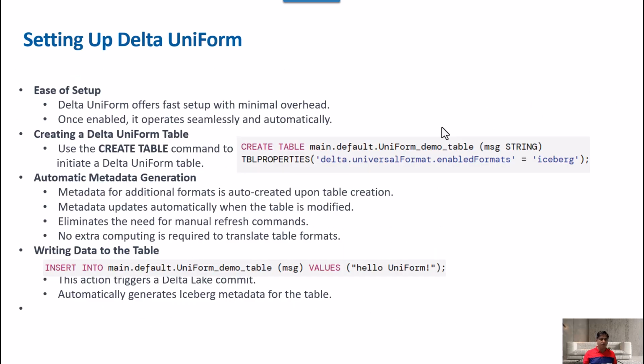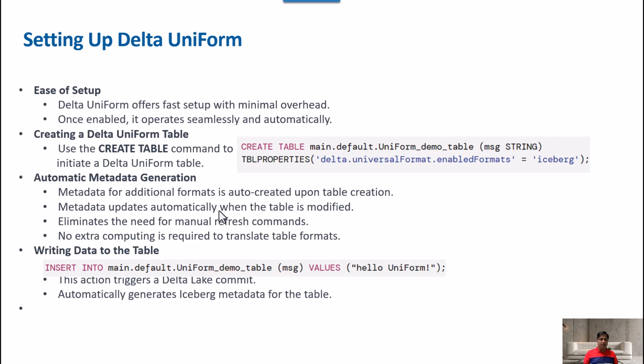Setting up Delta UniForm. First of all, setting up Delta UniForm is very fast and easy, and it has very minimal overhead. Once it is enabled, it operates seamlessly and automatically without any user intervention. How do we create it? Creating is very easy. When you run the create table command, in the table properties you enable the format with delta.universalFormat.enabledFormats equal to iceberg, or hudi, or whatever format you want to enable. Whenever you enable it, it automatically creates metadata for the additional format, and obviously when the table is created, that format is automatically created.